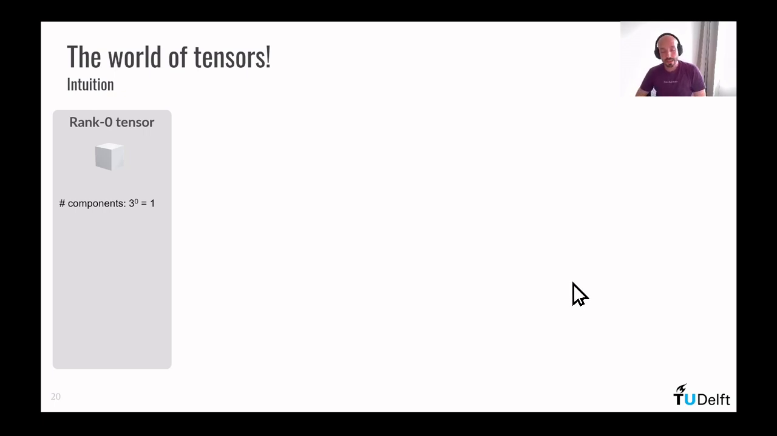What is a tensor? A tensor is a mathematical abstraction that can be used to represent physical quantities. It can be used to represent physical quantities, but it doesn't have to. It can represent anything, but usually, at least in the engineering realm, we use it to represent physical quantities, and we can have different types of tensors. We can have, for example, a rank 0 tensor. A rank 0 tensor is just a number.